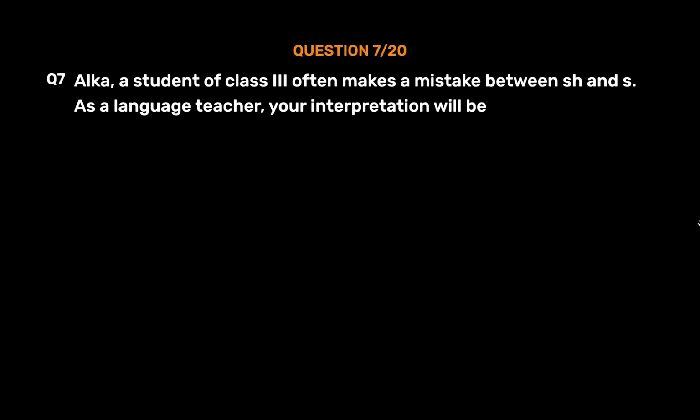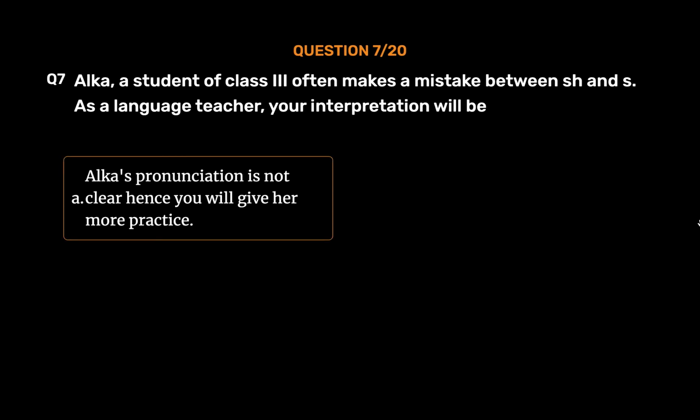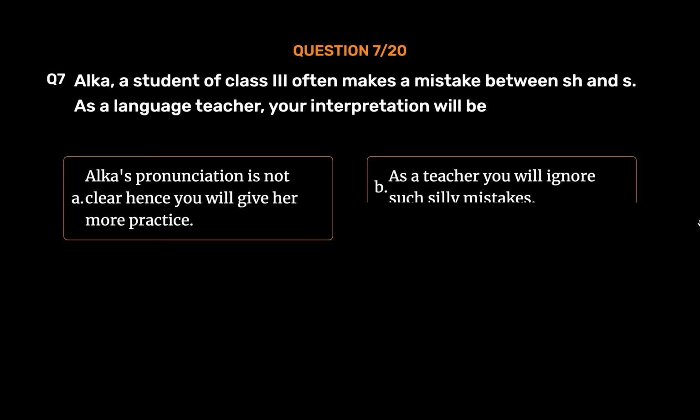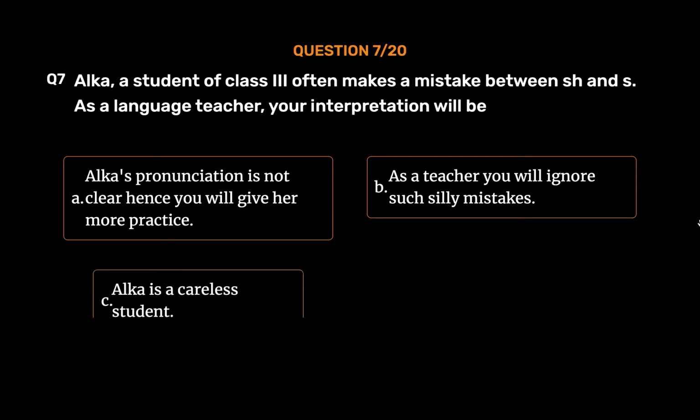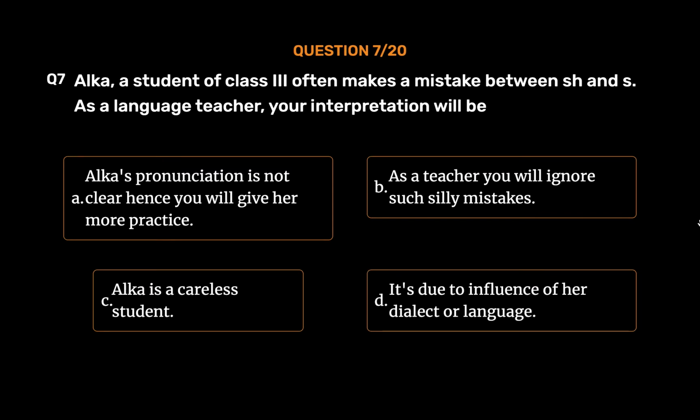Question number 7. Alka, a student of class 3, often makes a mistake between SH and S. As a language teacher, your interpretation will be Option A. Alka's pronunciation is not clear, hence you will give her more practice. Option B. As a teacher you will ignore such silly mistakes. Option C. Alka is a careless student. Option D. It's due to influence of her dialect or language. The correct answer is Option A. Alka's pronunciation is not clear, hence you will give her more practice.